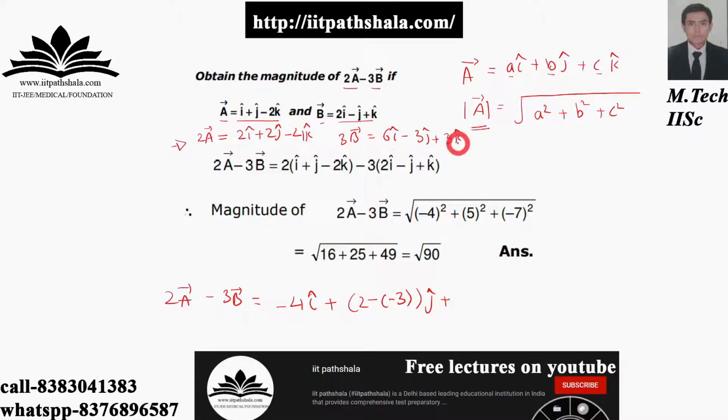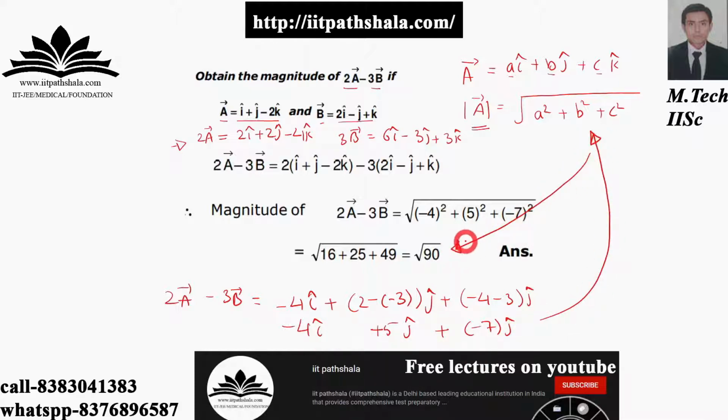Then minus 4 minus 3 will give you a minus 7. Now you are having three things: minus 4 i cap, plus 5 j cap, and a minus 7 k cap. Put everything into this formula and you will be having your answer as follows. Fine.